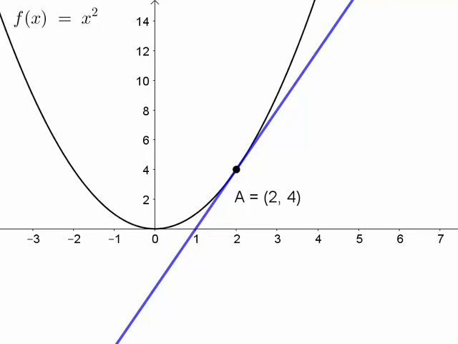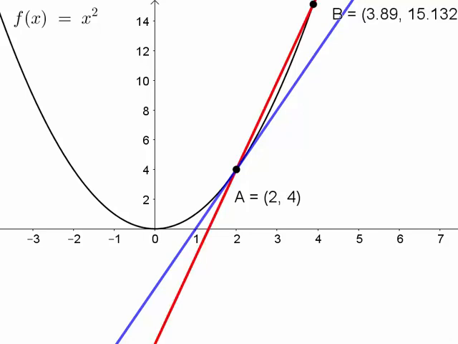Let's instead consider a secant line, a line that passes through two points on this curve. In blue I have the tangent line, and in red I have the secant line going through points A and B on the curve. Of course, those are two different lines. The slope of that red secant line is different, steeper, higher than the slope of that blue tangent line. But watch what happens when I start bringing point B closer to point A.